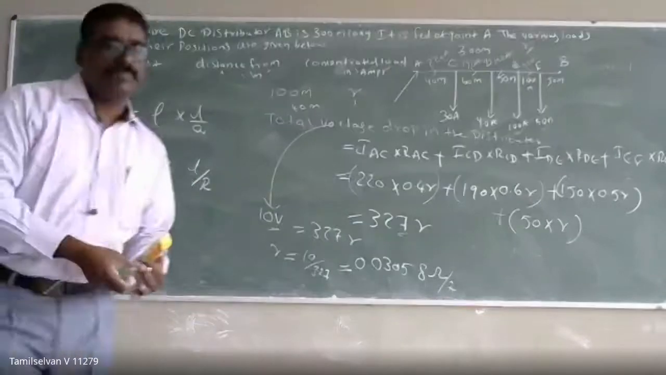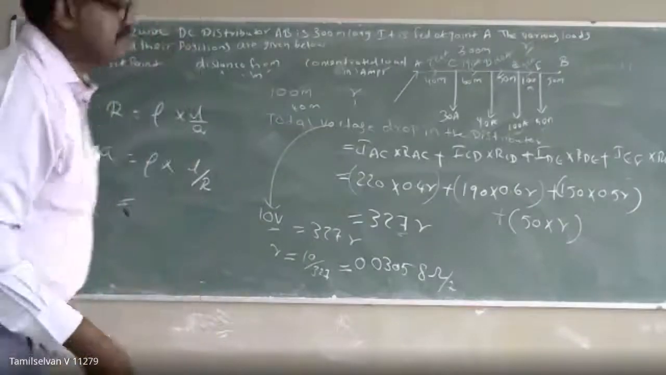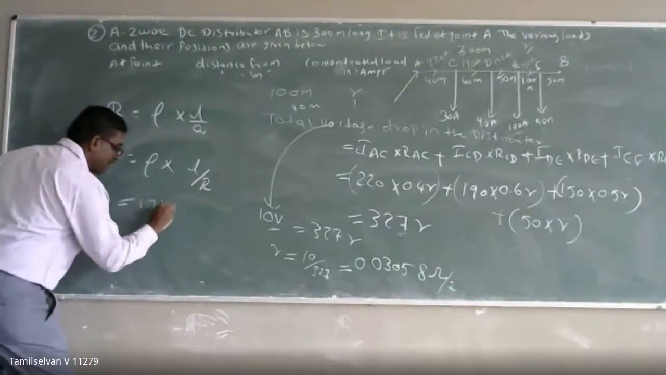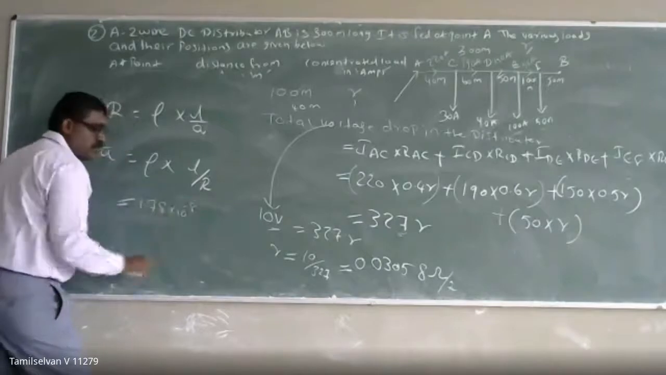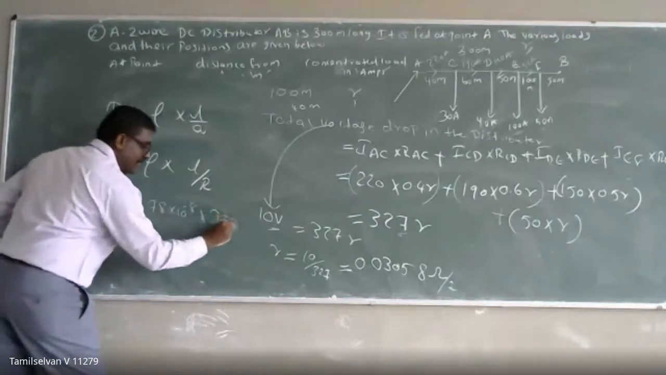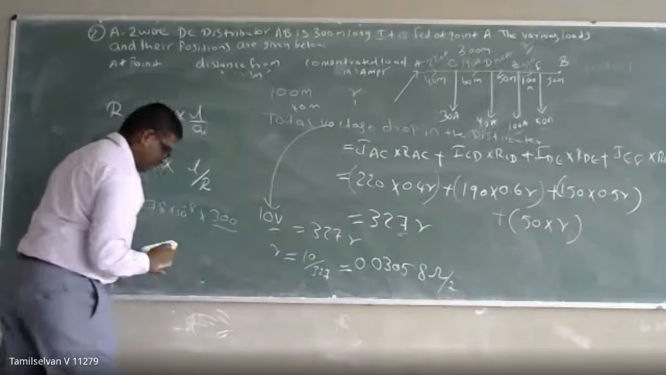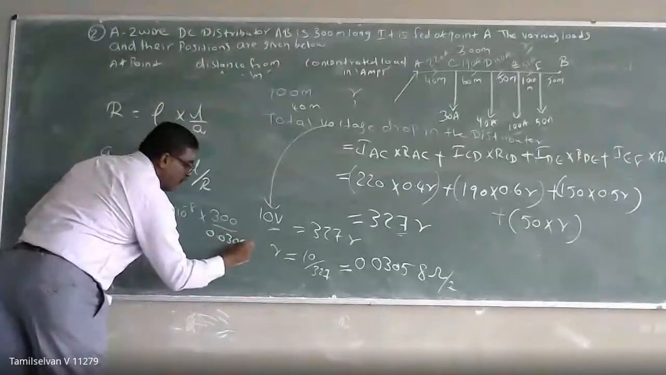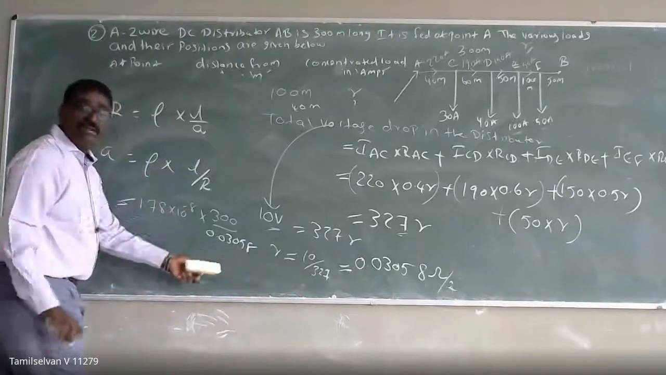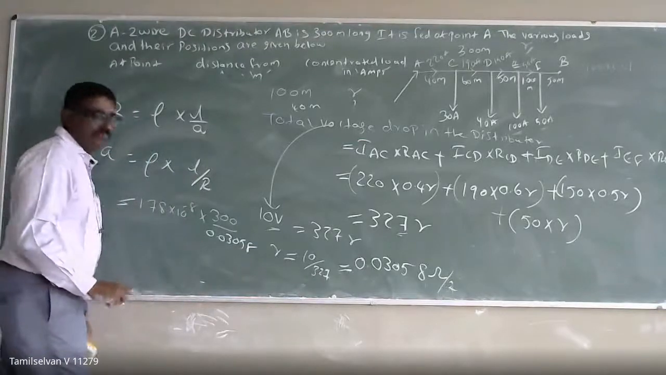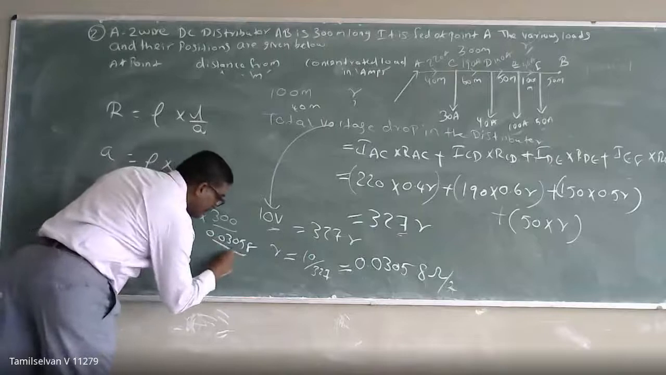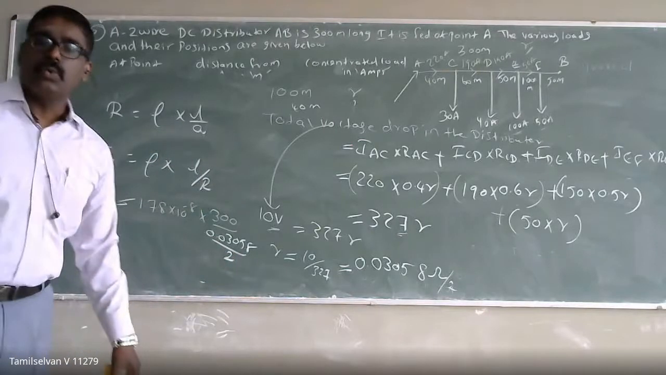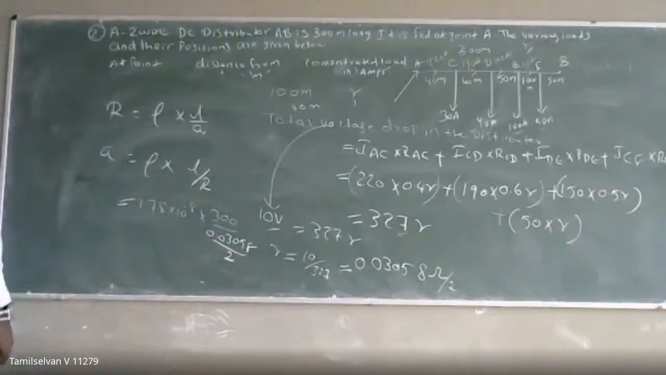What is the value of rho they have given? 1.78 into 10 power minus 8 ohm meter. Length 300 meter. Resistance 0.03058, but this is for the complete DC distributor. For single wire, you have to divide by 2. Come on, get me the answer.